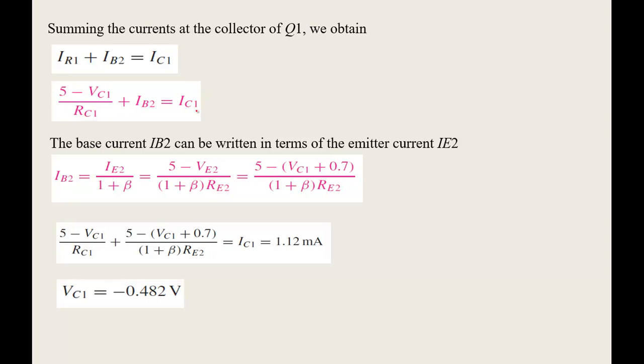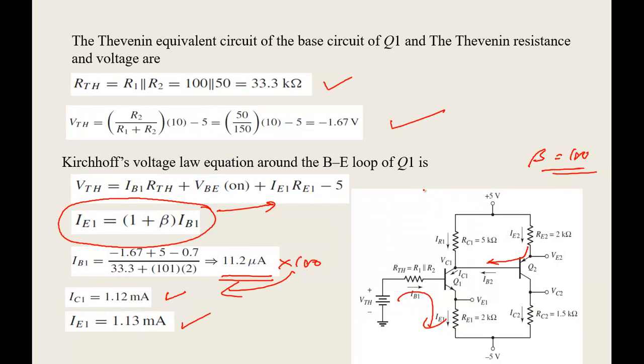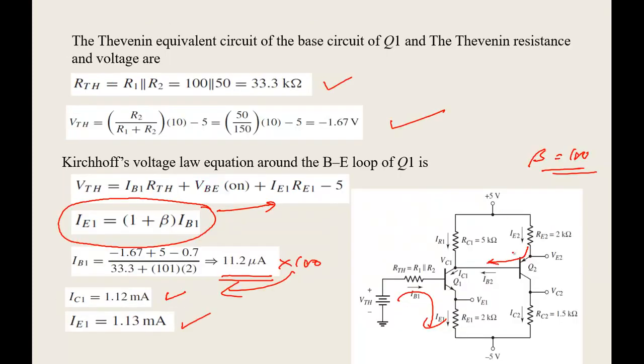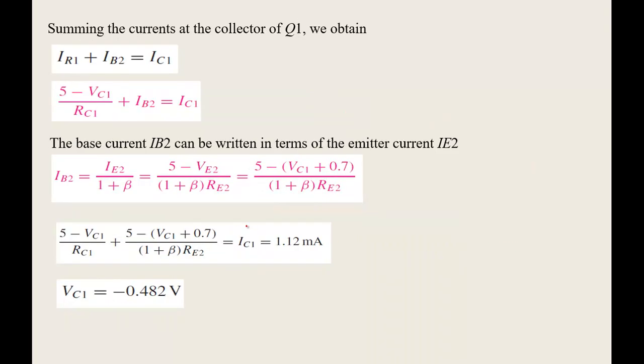Okay. Now there is another way to find IB2: IB2 is equal to IE2 by 1 plus beta. What is IB2? 5 minus VE2 by 1 plus beta into RE2. So what is VE2? VE2 is nothing but VC1 plus 0.7, because it is PNP. So IB2 is 5 minus VC1 plus 0.7 by 1 plus beta RE2.